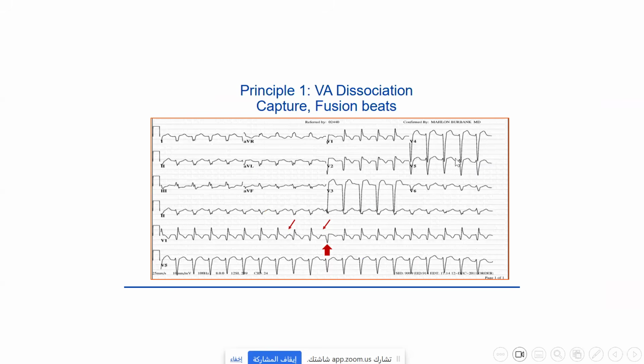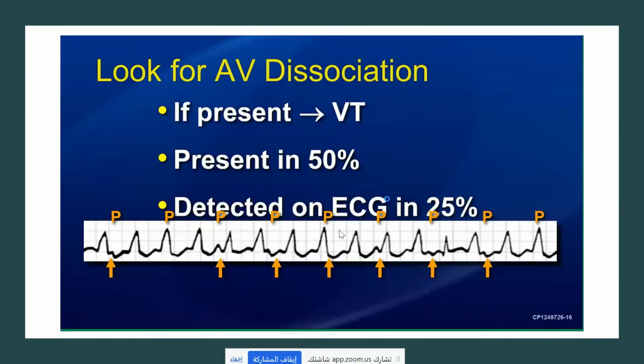If you look carefully at this ECG, you can appreciate there is some P wave, these red arrows, and in the others there is no P wave. So this is called AV dissociation. And if you look carefully at V1, you can find some beats preceded by the P wave and then a QRS complex like this. So this is called a capture beat. AV dissociation, if present, is usually present in 50% of ECGs, generally speaking, and 25% of the 50% is detected in the ECG.